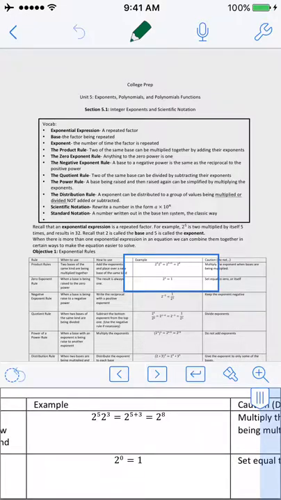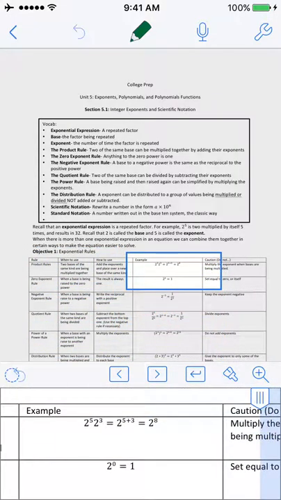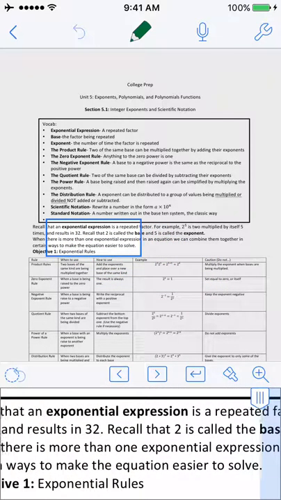If you'll recall, you had a worksheet on some of these rules and combining exponents. That's kind of the theme for today. But before we get there, let's remind ourselves exactly what happens in an exponential expression.